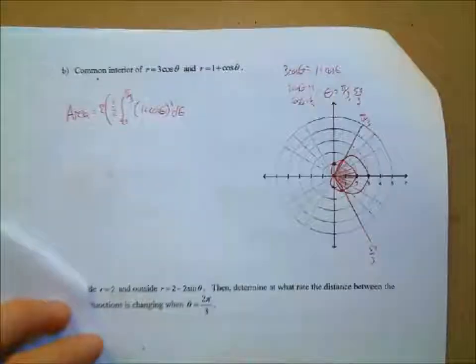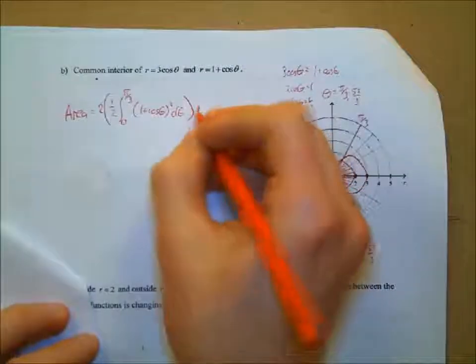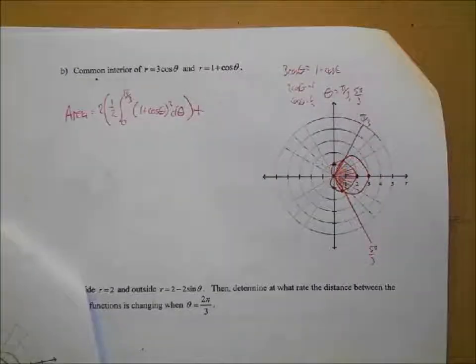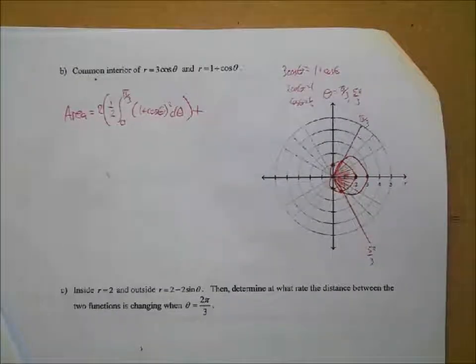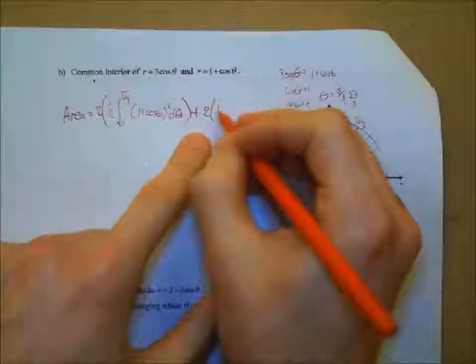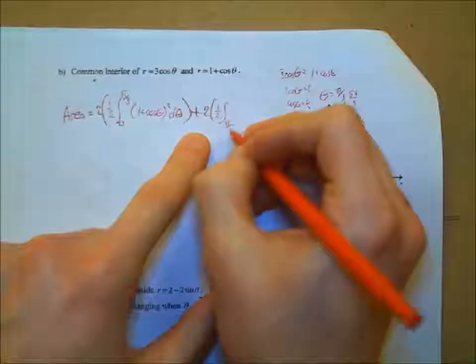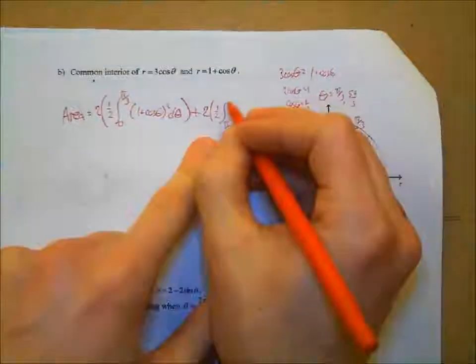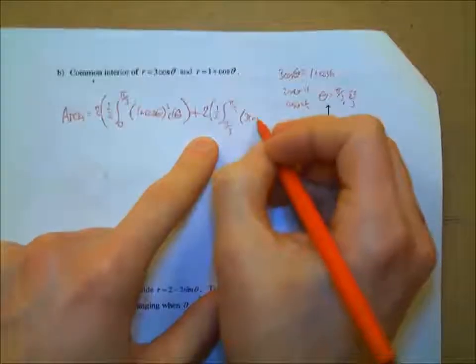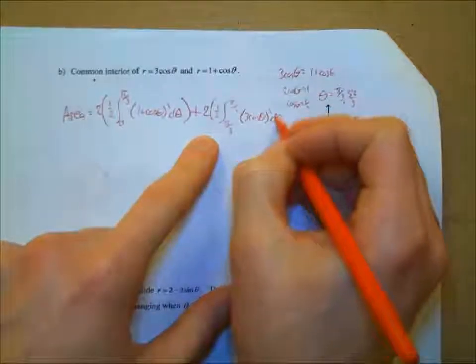Okay, and that's that piece plus the sliver there, right? And what curve is determining the sliver? The 3 cosine theta. And we're going to rotate from pi over 3, again I'm using symmetry here, from pi over 3 to what? Pi over 2. And again, it's the 3 cosine of theta, quantity squared d theta.